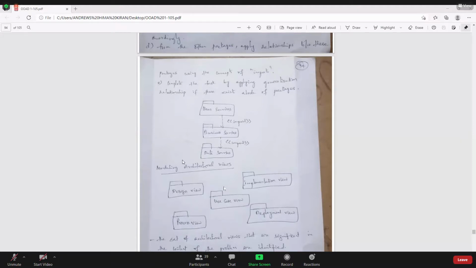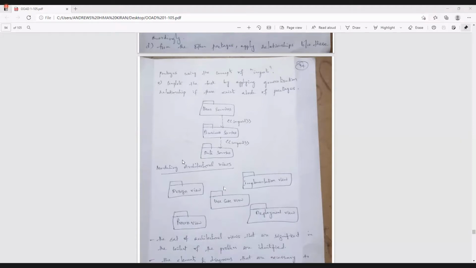Next, complete the task by applying generalization to a group of packages. A group of packages is nothing but if there is any same group of packages, or any parent-child relationship or inheritance type of relation exists, then we have to use the generalization relationship among the packages as we have used in the classes.